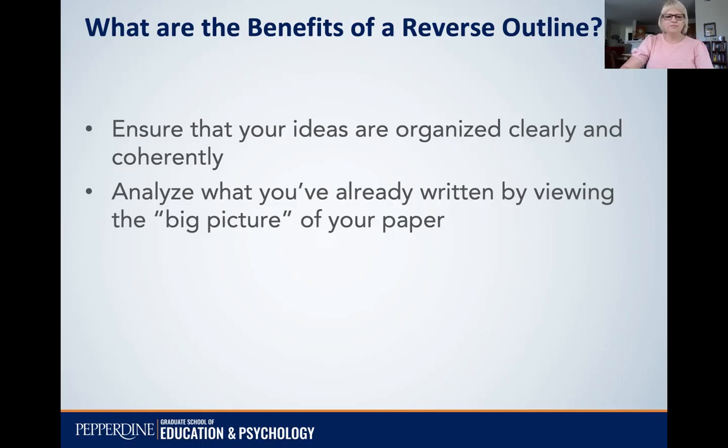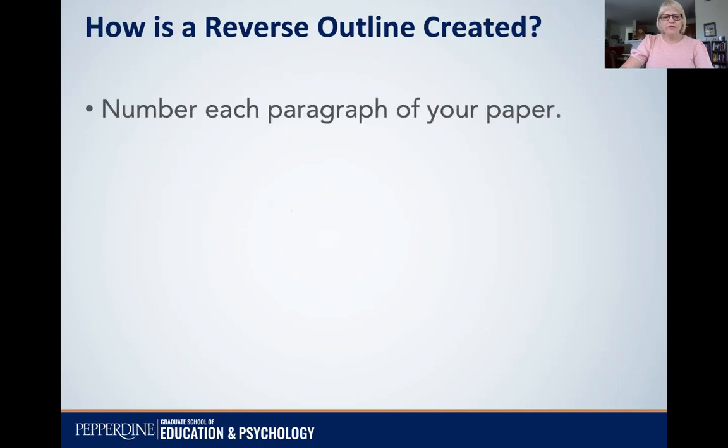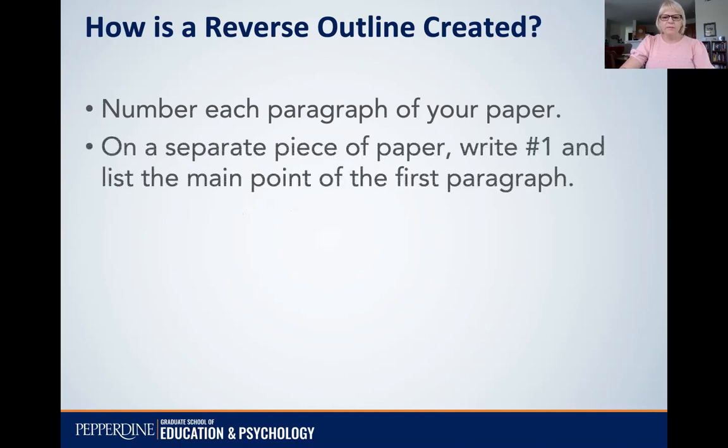So how do you do this? Well, you take your paper and number each paragraph. You probably won't look at the introduction so much, but look at the body paragraphs in your paper. Put a 1 in the margin of your first paragraph, a 2, and keep going all the way through. On a separate piece of paper, write number 1 and list the main point of the first paragraph.